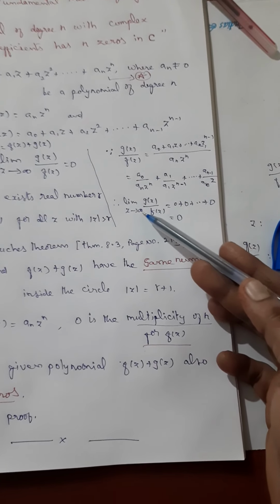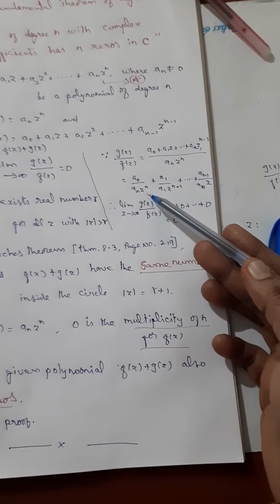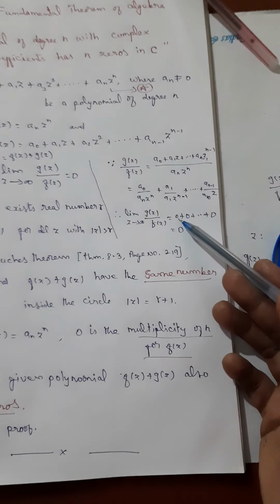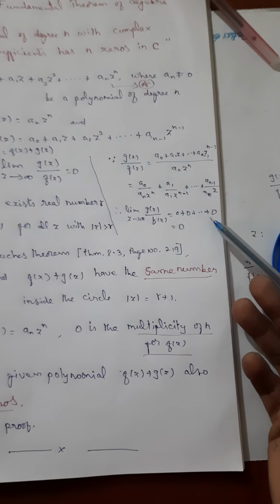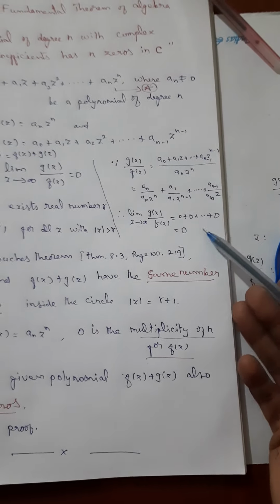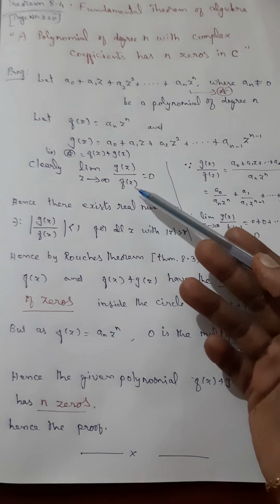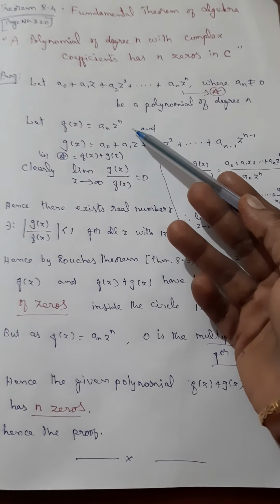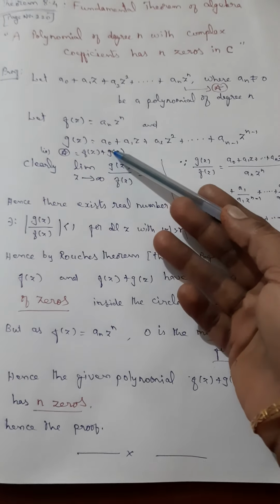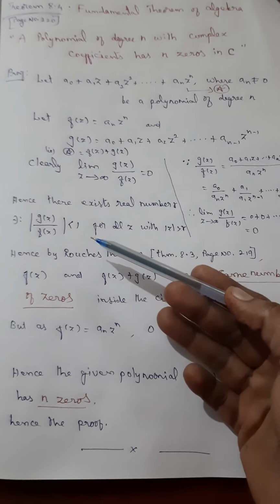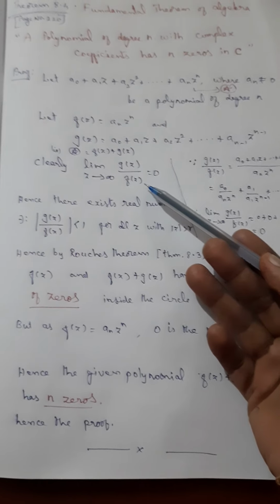So if the limit is z tends to infinity, in every denominator we have z. Therefore, the denominator will be infinity, so the first term will tend to 0, plus 0 etc. The last term will also tend to 0. So the sum of these zeros will again give us 0. Therefore, the limit as z tends to infinity of this quotient function is 0, which means this is a bounded function. Also, f of z is a polynomial and g of z is again a polynomial. We know that every polynomial is a continuous function. Therefore, this function is continuous and bounded.